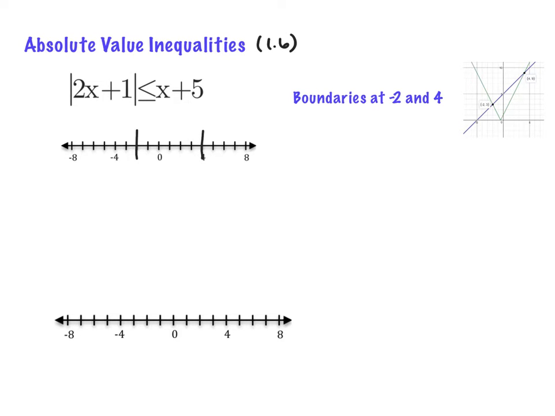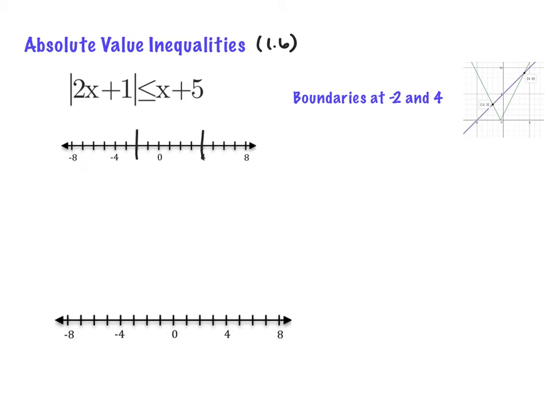With absolute value, there's a couple ways to go about it. One of those ways is to solve it, get your boundaries, and then check for extraneous solutions. Whether you do that or you test each region like we did with the quadratics, you're going to end up probably testing three equations.